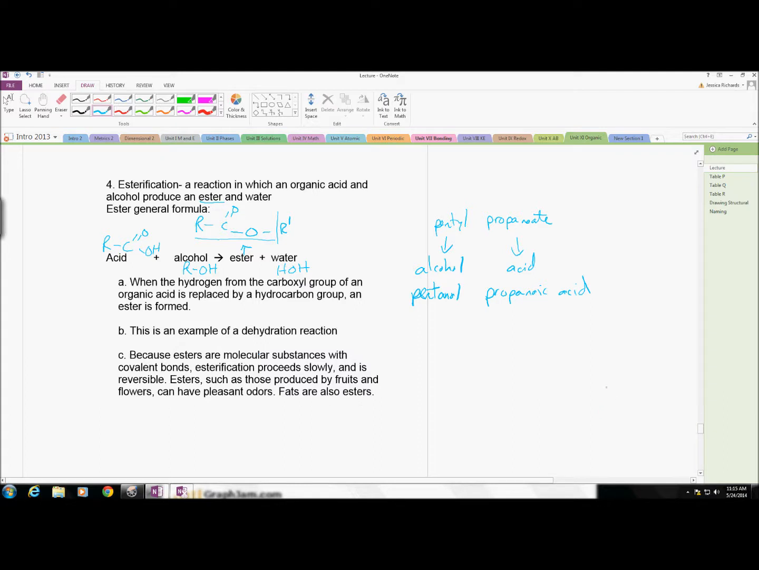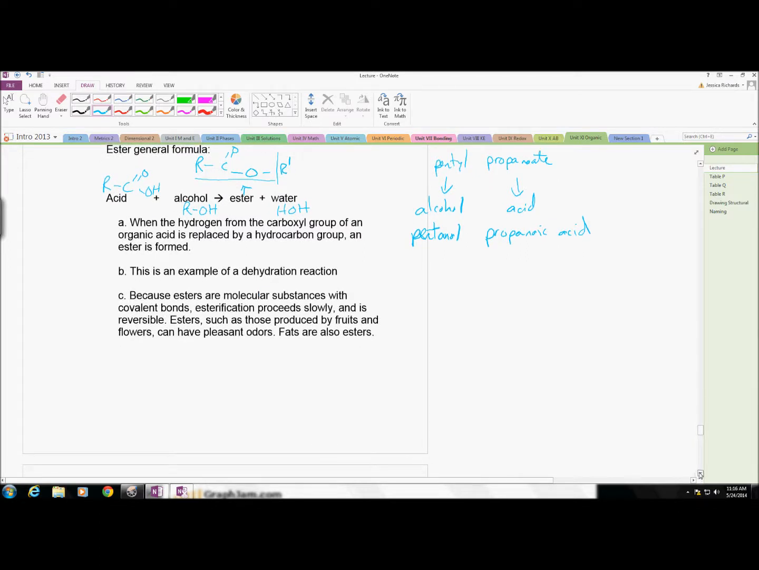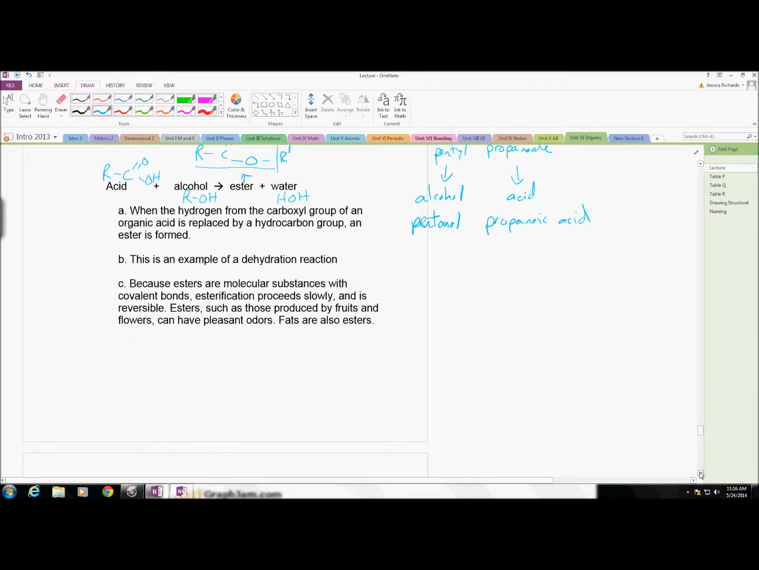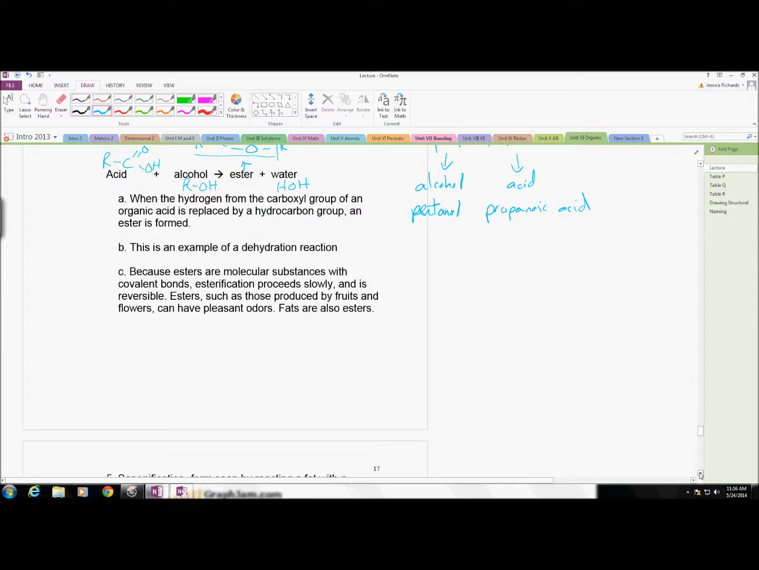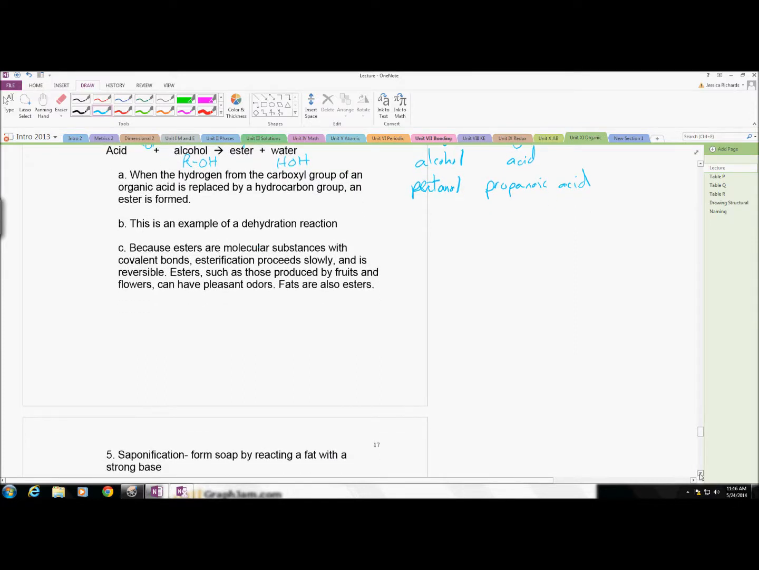Esters are artificial flavors, artificial scents. They're made naturally by flowers. Fats are esters, hormones are esters. The scents and the taste can be pleasant or unpleasant. They are an extremely important group of molecules.